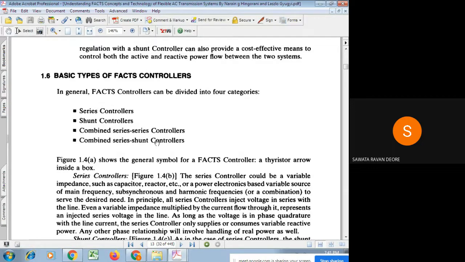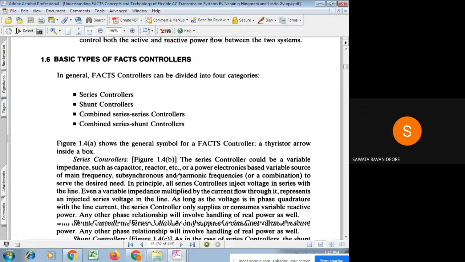Similarly, the series-shunt controller is one series controller and one shunt controller, whose DC sides are either controlled in a coordinated manner or share one common DC link through which they exchange real power. That is called UPFC, the Unified Power Flow Controller. We had that discussion already in the last lecture.